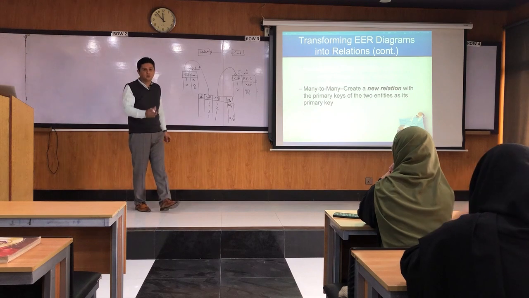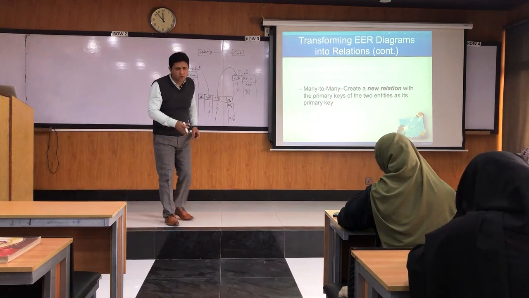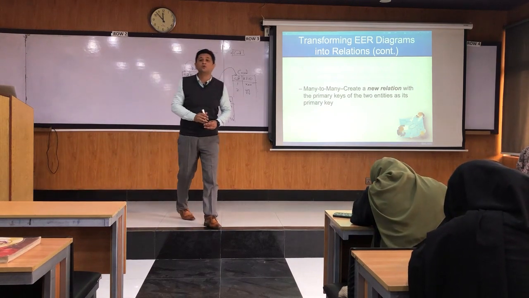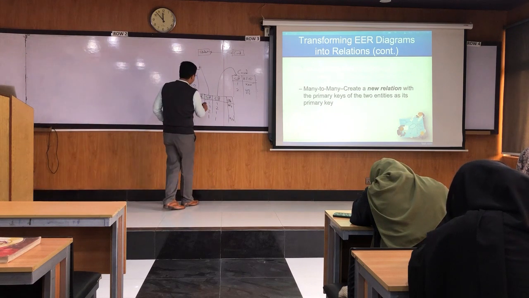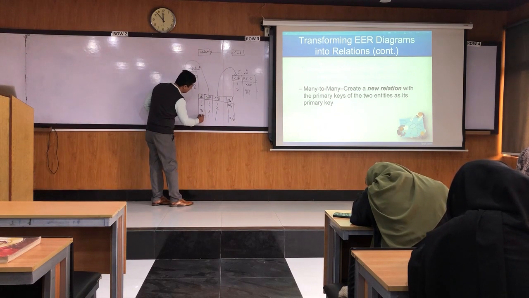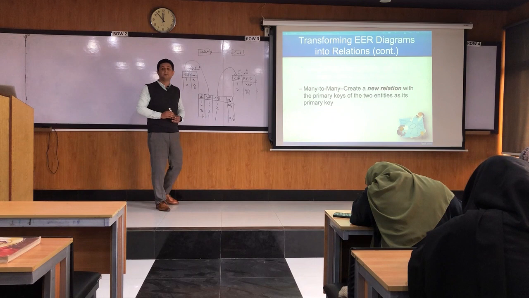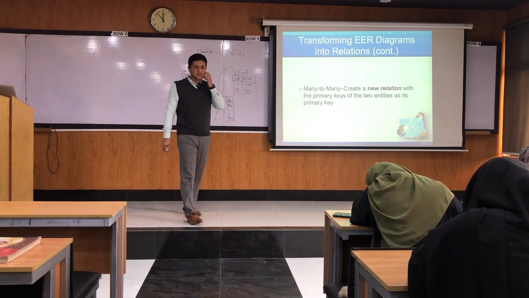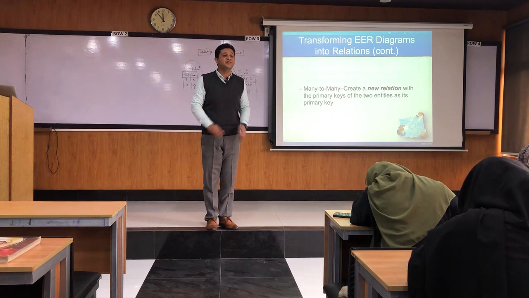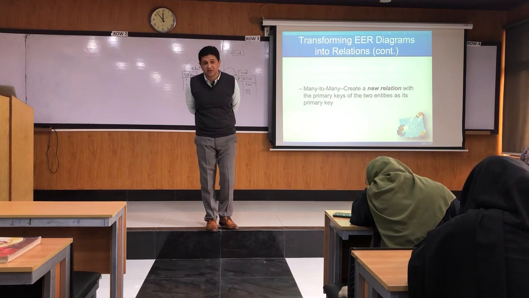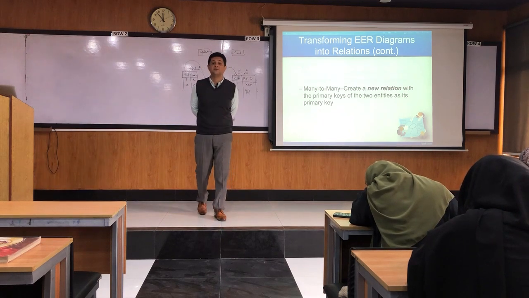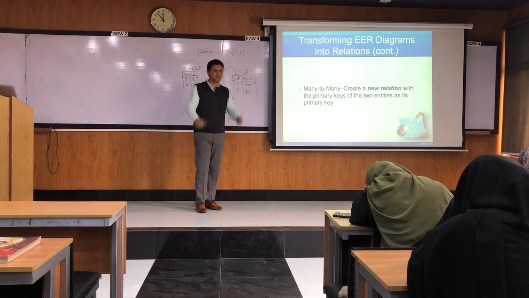We'll add a new, sorry, attribute over here. And that attribute would be used as a primary key. Now, this is the new primary key. This is done whenever there is a chance of repetition of values in the foreign keys, of combination of repetition.